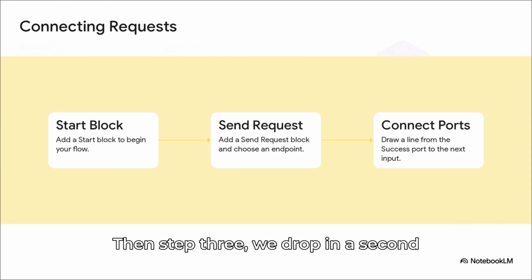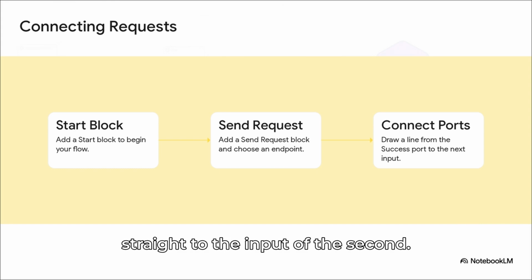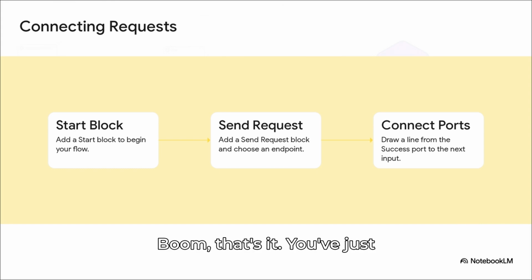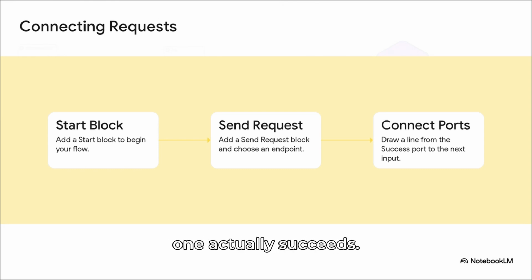Then, step 3, we drop in a second send request block. Now, to link them together, you literally just draw a line from the success port of that first block straight to the input of the second. Boom! That's it. You've just orchestrated a sequence. That second request is only going to fire off if the first one actually succeeds.